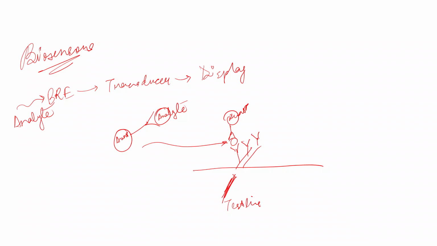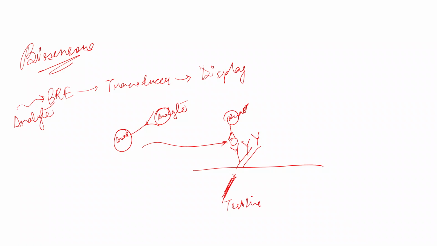So for biosensors, immobilization is one important topic. Physical methods are there, which involve adsorption or spin coating. Then you have chemical methods, which are covalent bonding and such. Each method has its own advantages and disadvantages.